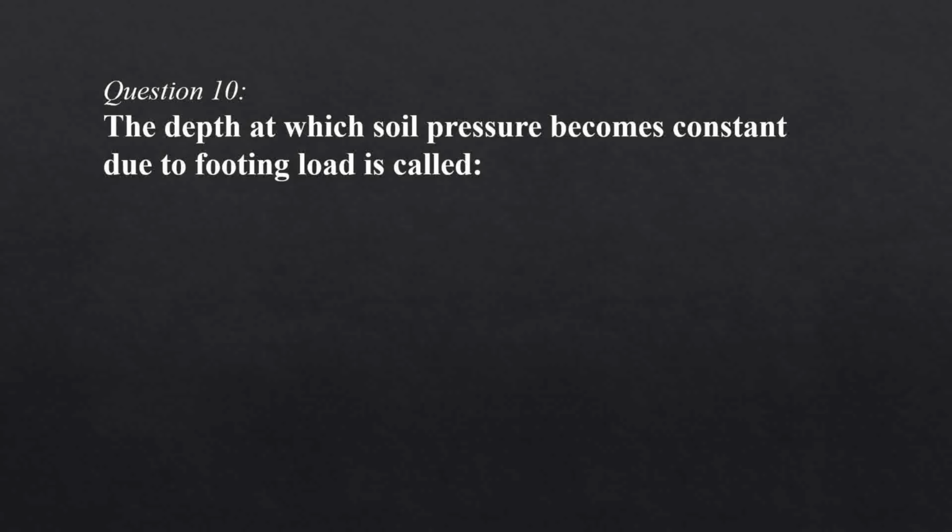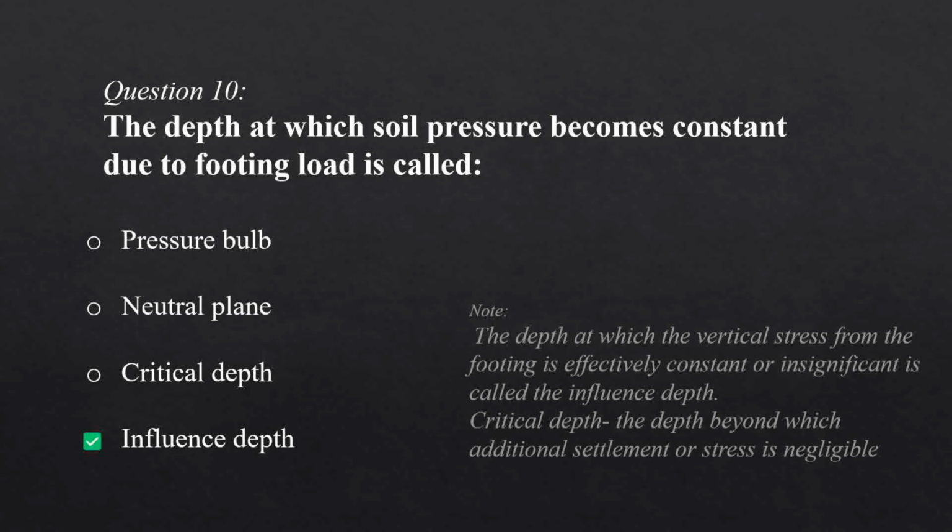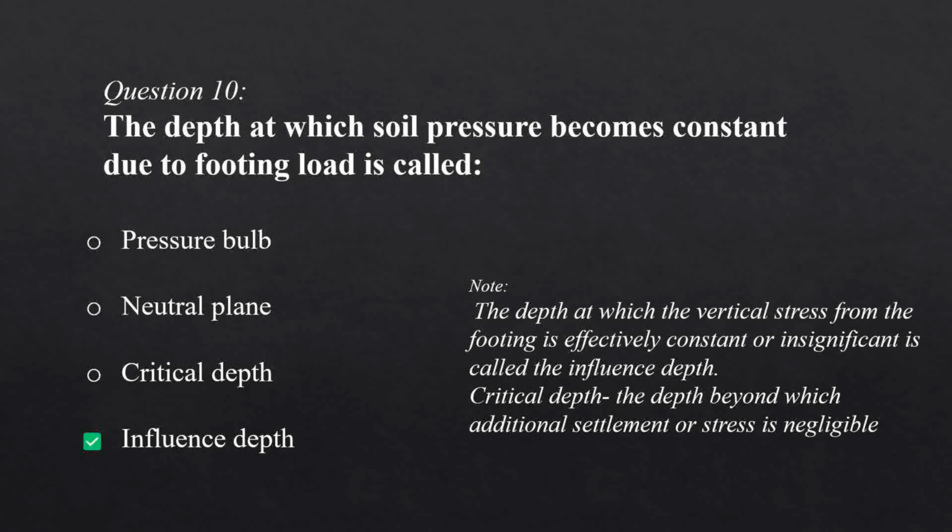The depth at which soil pressure becomes constant due to footing load is called. The correct answer is influence depth. The depth at which the vertical stress from the footing is effectively constant or insignificant is called the influence depth, whereas critical depth is the depth beyond which additional settlement or stress is negligible.